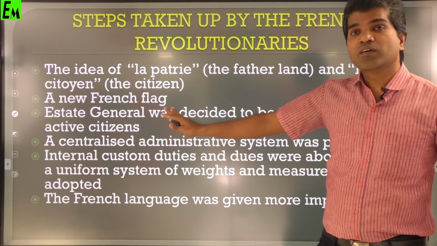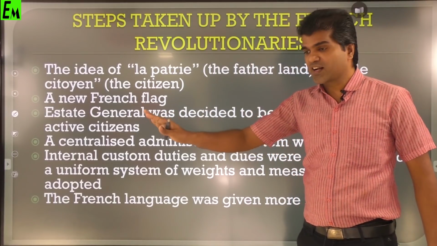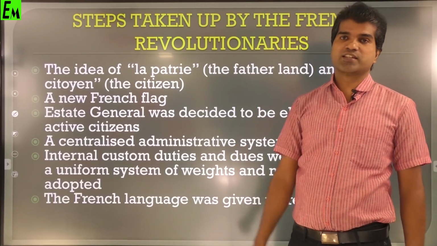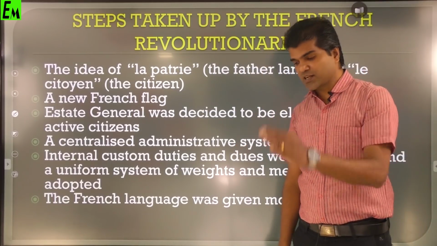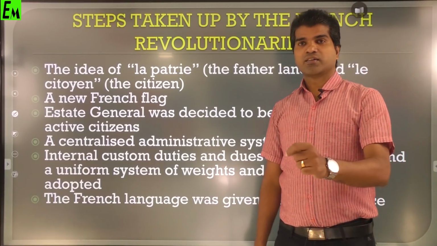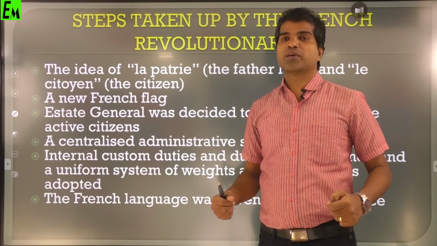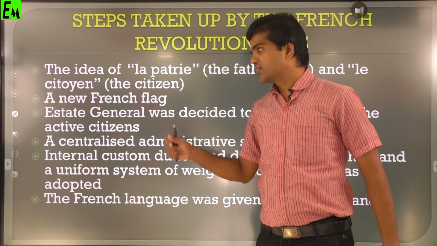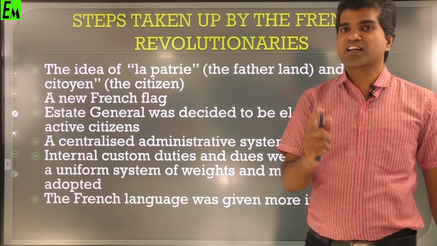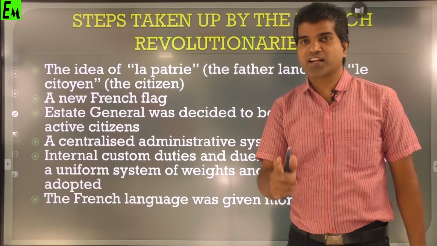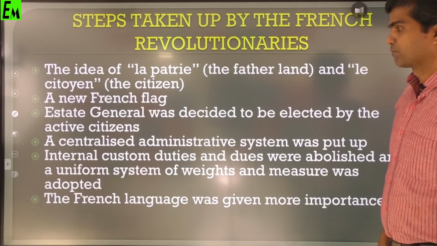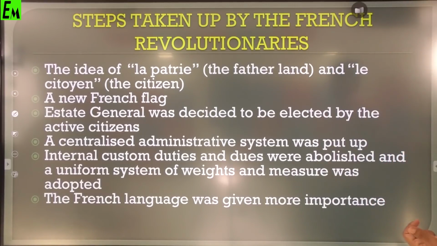So now the French revolutionaries decided that the Estates General would be elected by only active citizens. That is the third step they put forward, in order to bring unity among the people. Then a centralized administrative system was put up.